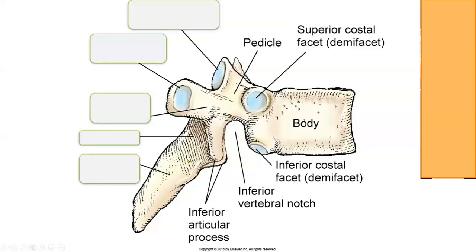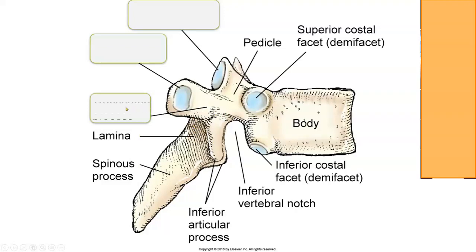Okay, long process at the back. Spinous. Here's our lamina. I think it's a poor view of it because you can't really see it, because it would be between the spinous process and the transverse, which this one would be the transverse. I don't think I like that one that much. How about this side?